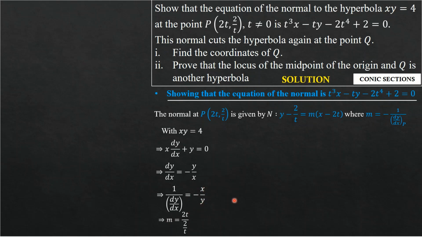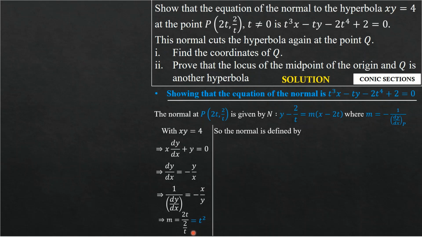But x is actually 2t because I'm looking for the gradient at that point. The point has coordinates 2t, 2 on t. So x is 2t and y is 2 on t. So x on y becomes 2t divided by 2 on t, which will give me t squared if you simplify correctly. So I've gotten our m, which is negative 1 over the gradient at that point.